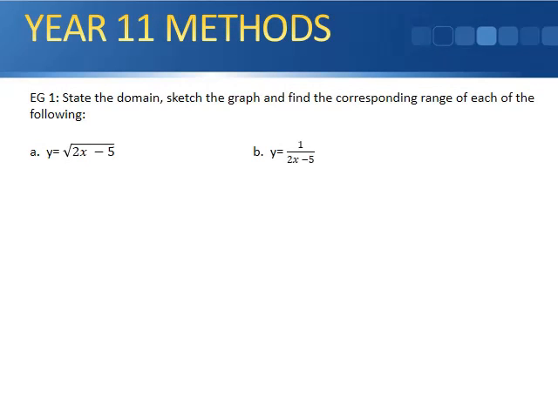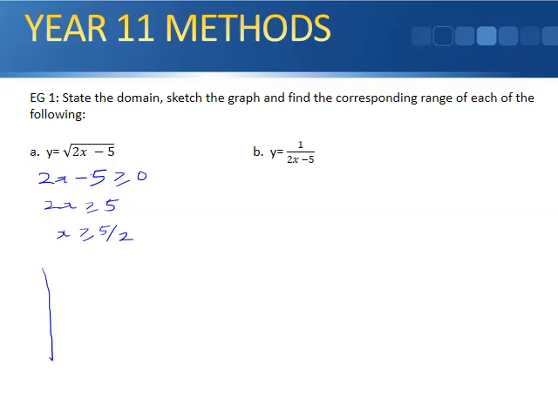Example 1, state the domain, sketch the graph, and find the corresponding range of each of the following. So for this one here, for the domain, it's whatever is under the square root, 2x minus 5, and that would have to be greater than or equal to 0. So when we solve this, we've got 2x is greater than or equal to 5, so x has to be greater than or equal to 5 on 2.